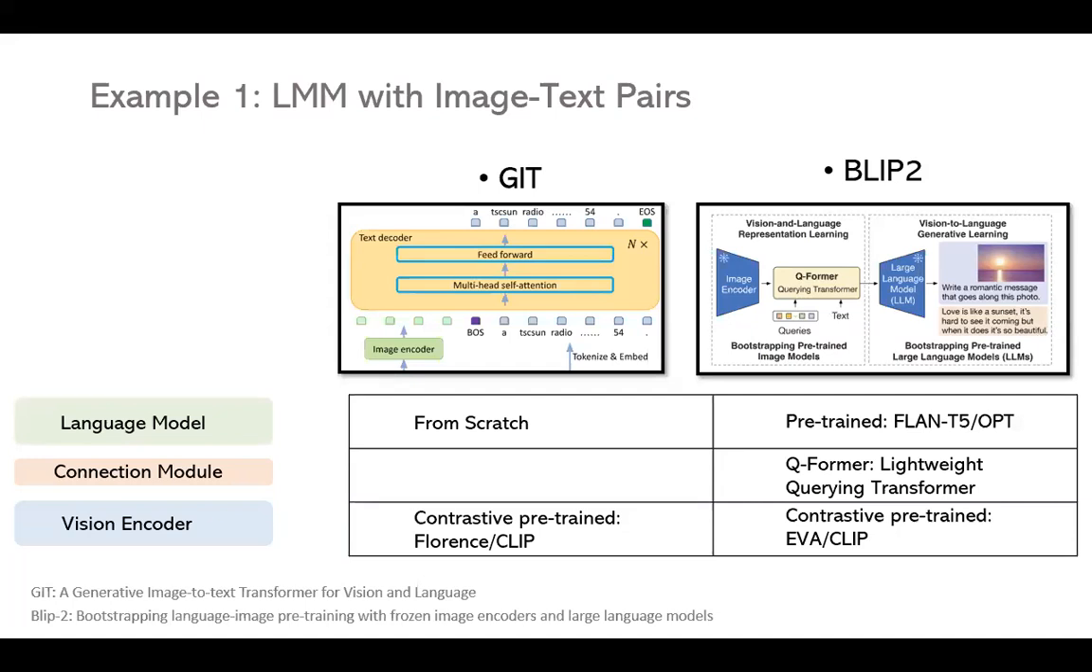And they also build a language model from scratch on top of the visual features, and they train the model end to end. On the other hand, BLIP-2 was proposed early this year, and they keep the pre-trained vision encoder and the language model weights frozen, and they add a lightweight module called Q-Former. And it turns out this approach is quite sample efficient in terms of training samples.